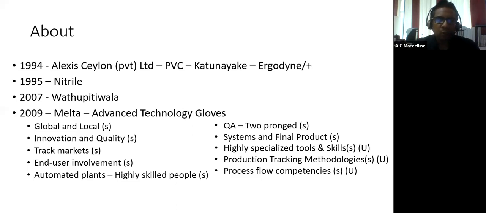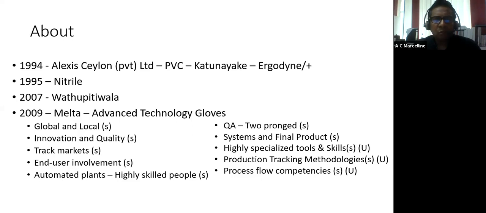No, you will not have the low-end labor, because if the plants are very highly automated, they should know how to troubleshoot the plants as well. So they will be highly skilled people. Then quality assurance, two-pronged. As you have all read, it's been system certified as well as the final product certified. Okay, so on both sides.